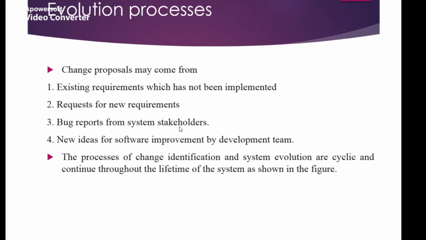And the third one is bug reports from system stakeholders. Stakeholders are those who are using the system. They will give feedback on what can be done to improve the quality or the performance of the system, or if any bug is still there, they can report it. So from that you can derive your change proposals. The fourth one is new ideas for software improvement by the development team. These change proposals are given by the development team itself. They will put forward new ideas so that they can improve the software.